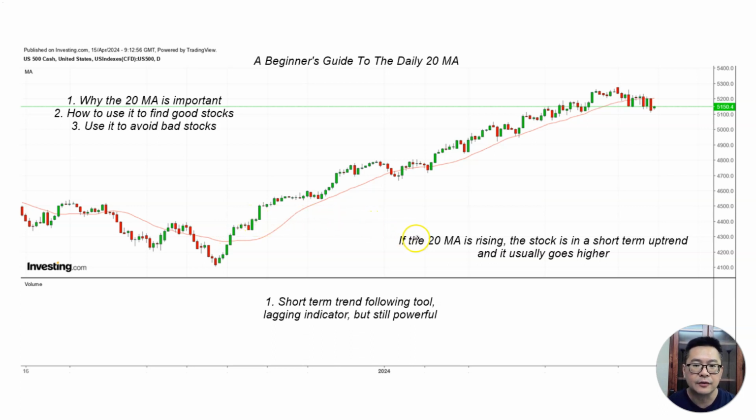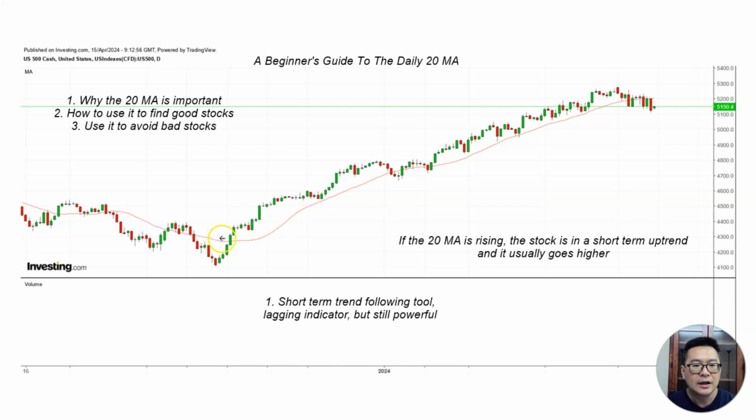So here's the takeaway from this first chart: if the 20 MA is rising, the stock is in a short-term uptrend and it usually will go higher. If there is nothing else you learn from this lesson, always remember this. You want to look for stocks that have a rising 20 MA. Let's say starting here the 20 MA is rising, right? This tells us that the stock is in a short-term uptrend and it usually will go higher.